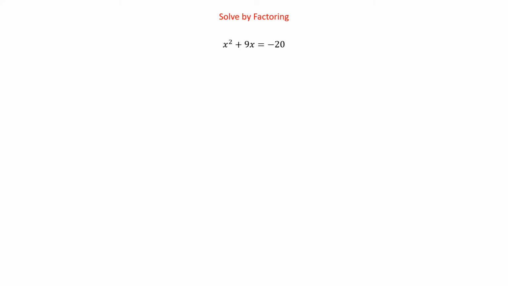Remember factoring, so the very first thing we're going to need to do is set this equal to 0, not negative 20. So we need to add 20 to both sides. So we get x squared plus 9x plus 20 equals 0. Now when we're factoring, we're going to have something times something, something times something equals 0. What times what equals x squared? That's x times x. Now we need two numbers that multiply to give us 20 that add to give us 9.